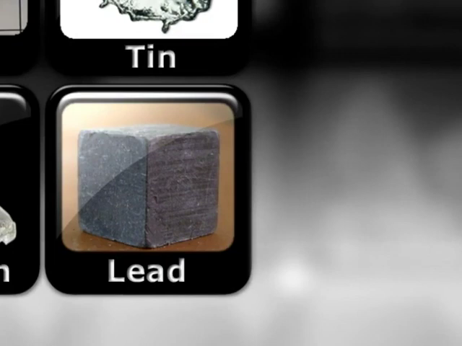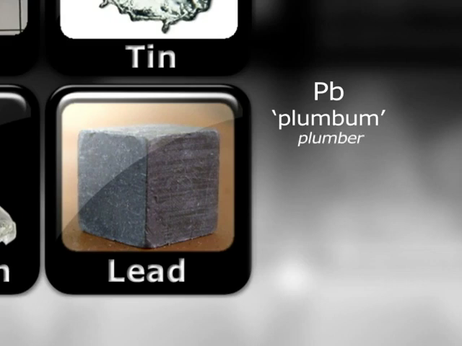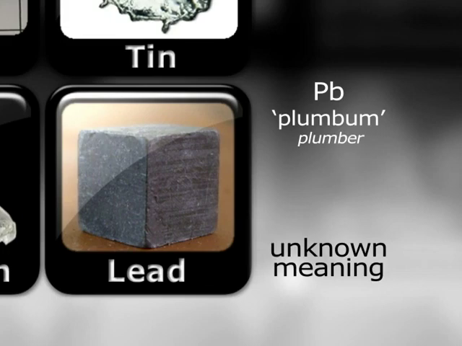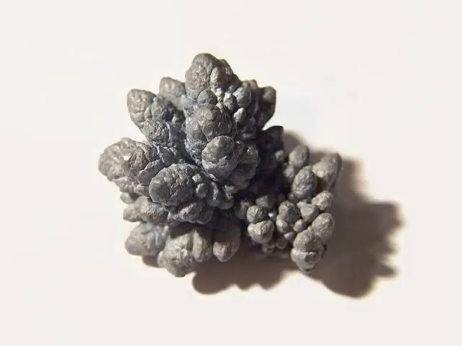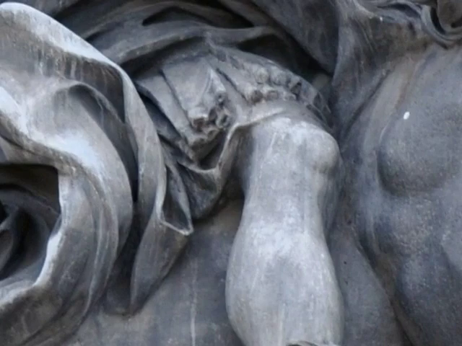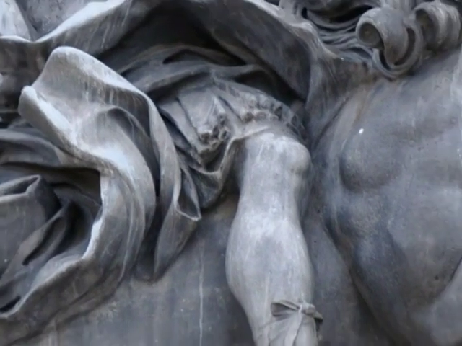Lead. Pb is the symbol from the Latin plumbum, where we get the word plumber. But the word lead itself is of uncertain origin and meaning. An ancient soft metal used for water pipes, roofing, paints, carvings, and artwork, like this huge lead statue of Louis XIV in Paris, France.